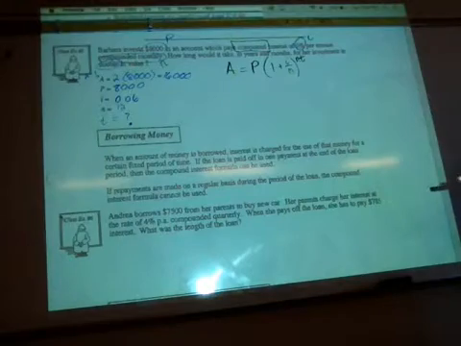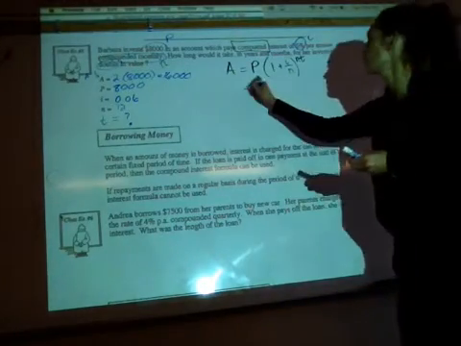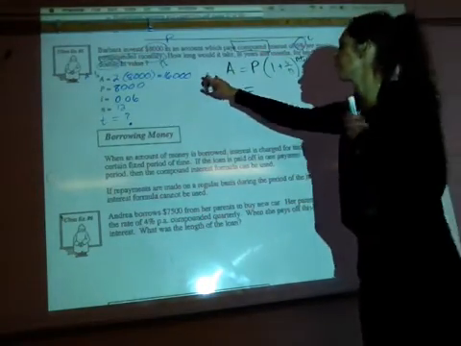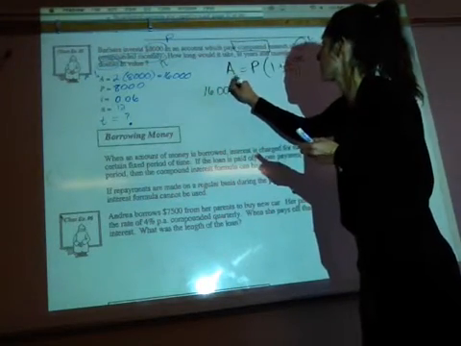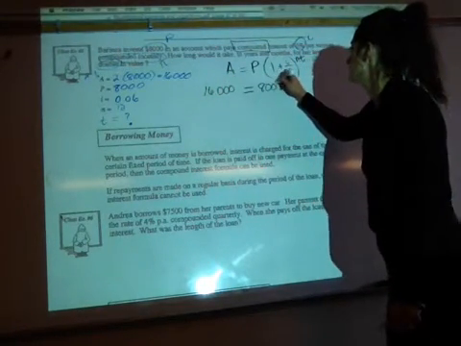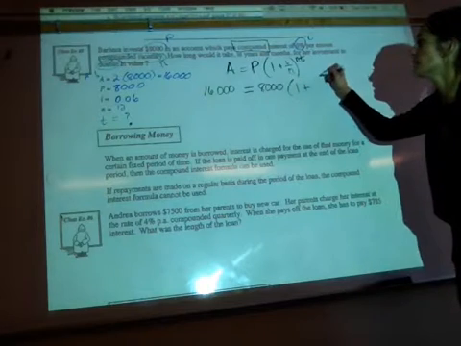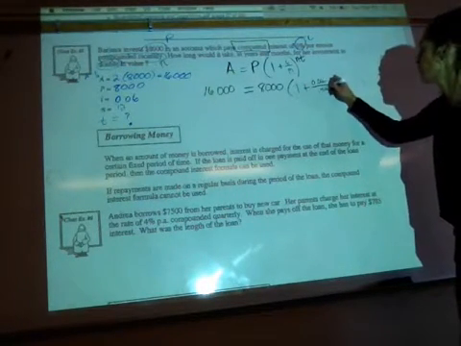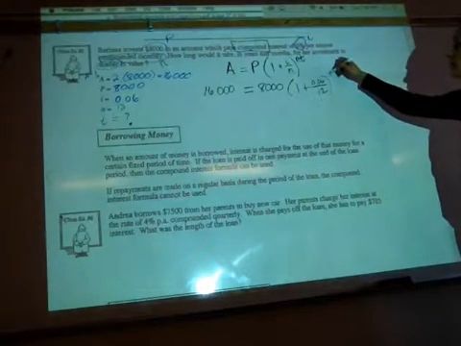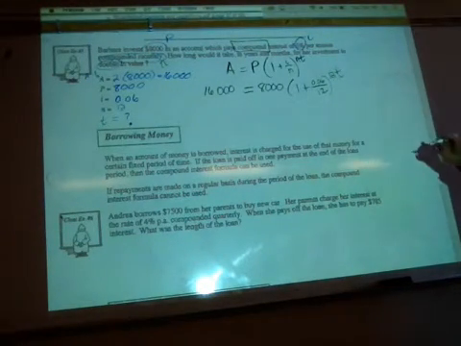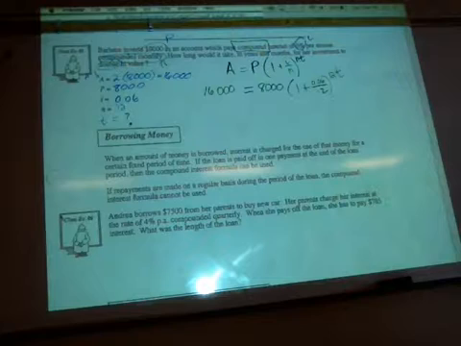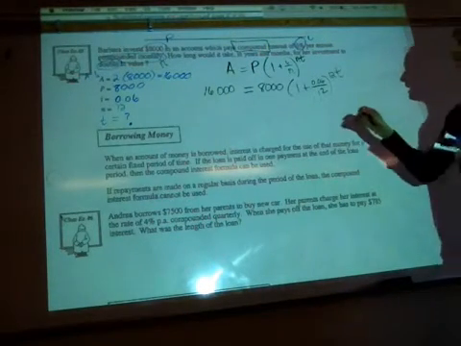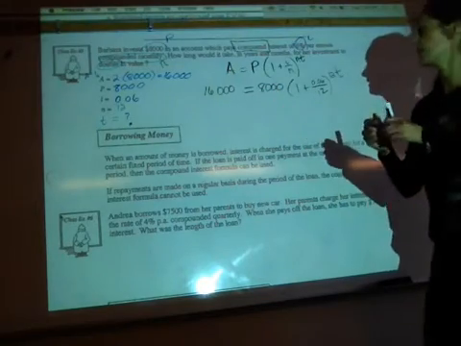Alrighty, so let's plug in what we know. The amount is 16,000. Principal is 8,000. So we have 1 plus our interest rate, 0.06 divided by 12 compound periods, to the power of 12 times t, time. We've got to solve for t. So let's clean things up a little bit. 16,000 divided by 8,000, we get 2.